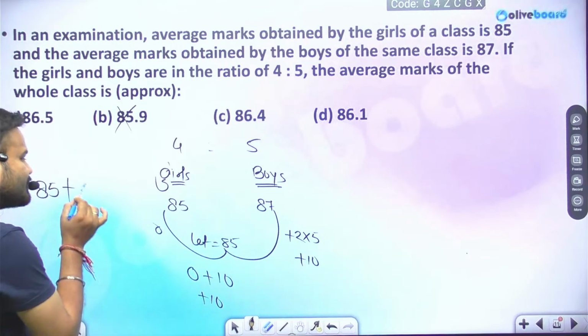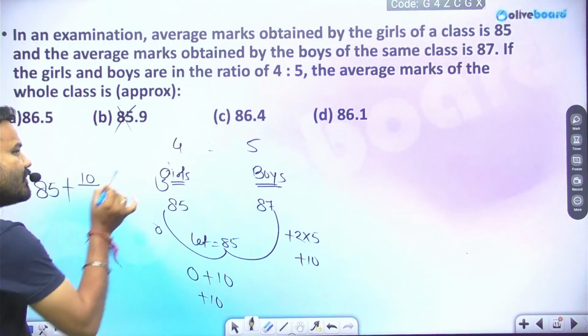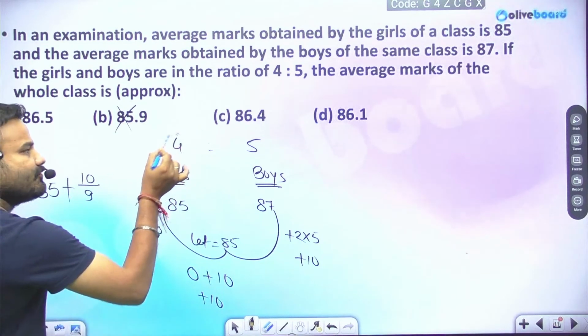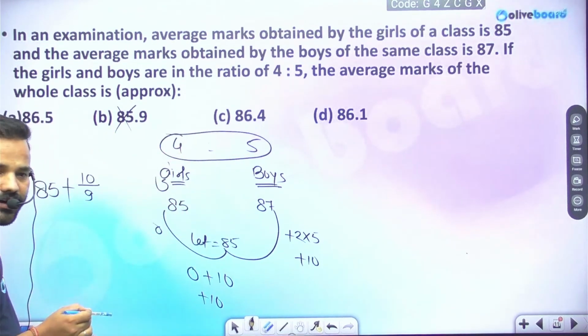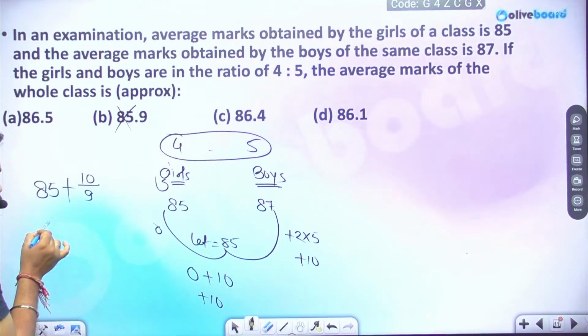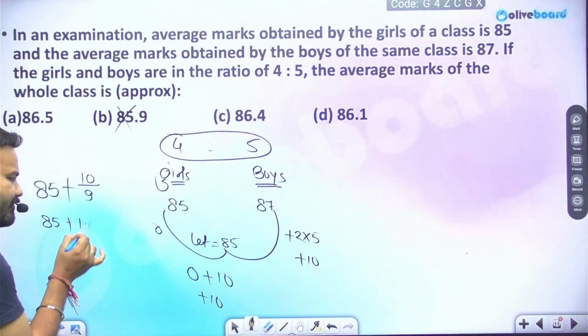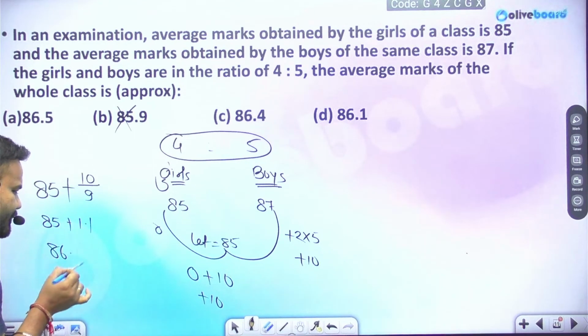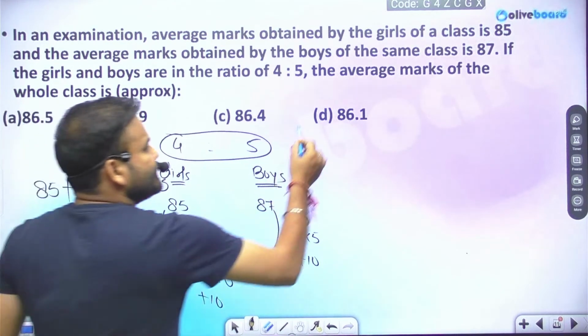How much more? This 10 should be distributed equally among 9 members. There are 9 members, 4 and 5. Divide this extra among all the numbers. That is 9 numbers. So this is what? 85 plus 1.1. That is 86.1 will be the answer. So the answer will be 86.1.